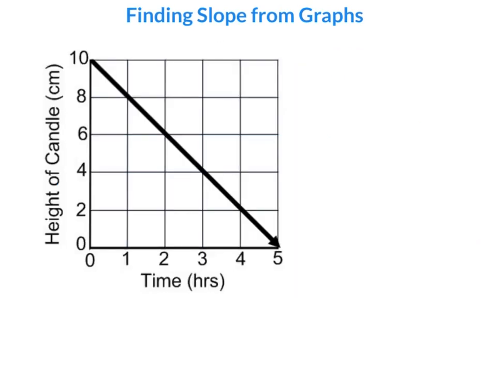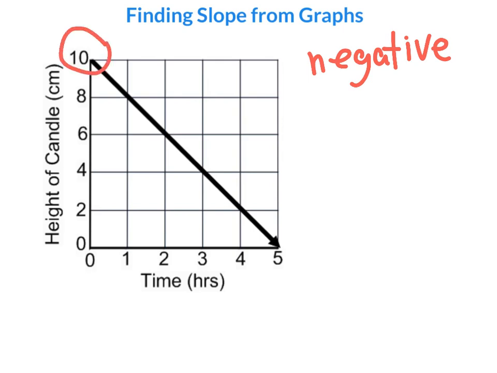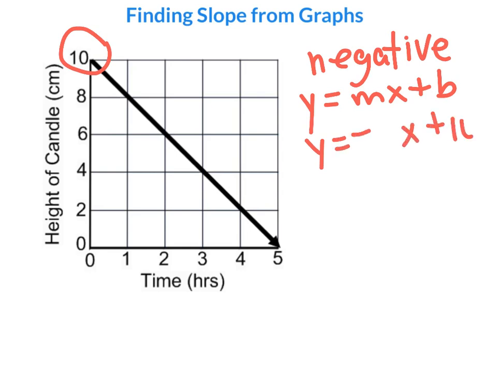So now let's take a look at another relationship. I see that this graph is actually a negative slope. So when I put in my slope, it's going to have a negative sign because it's going down from left to right. I also notice my y-intercept is 10. So when I complete my equation of y equals mx plus b, I already know that I'm going to have a negative slope in there, and I know my intercept is 10.